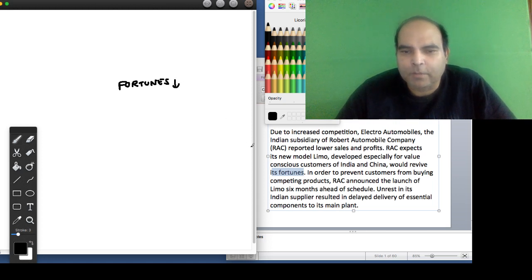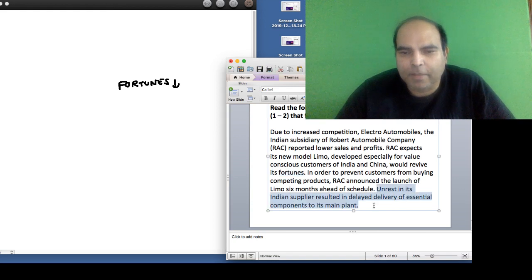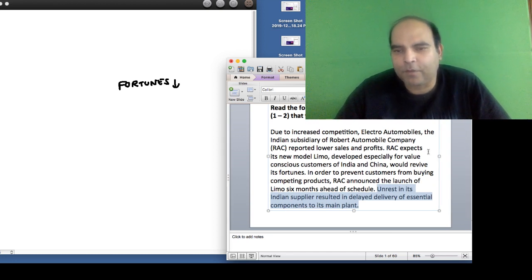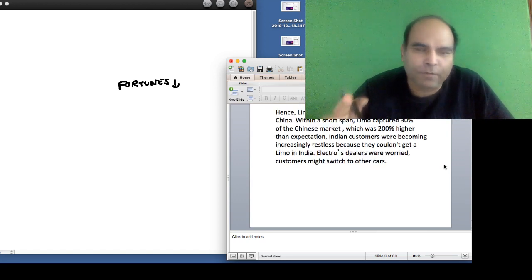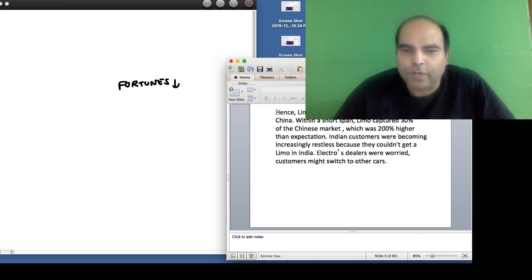In order to prevent customers from buying competing products, RSC announced the launch of Limo 6 months ahead of schedule. Unrest in its Indian supplier resulted in delayed delivery of essential components to its main plant. So the Indian supplier has unrest and it's causing delivery delays. So that's part of the problem. Whenever you do a decision making case, from the problem solving perspective, you have to understand what the problem is. Only then do you get the objective straight.